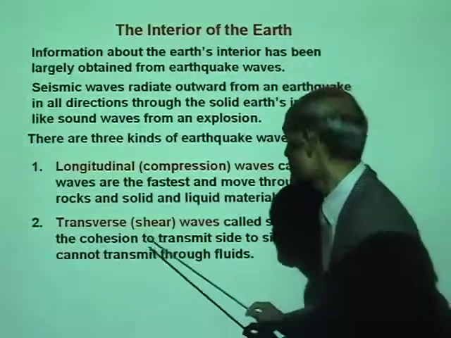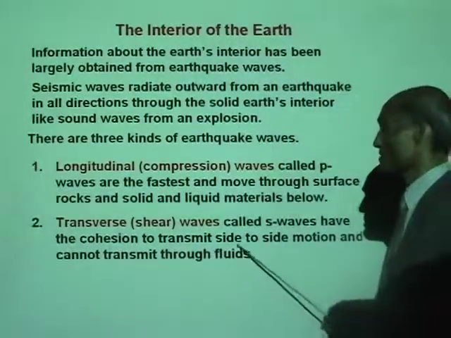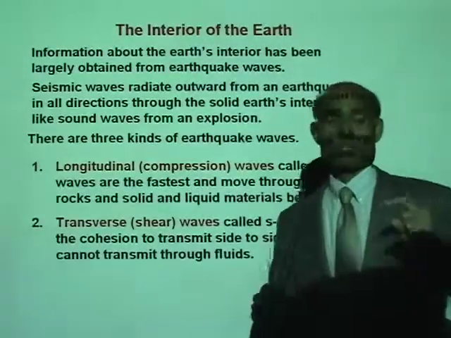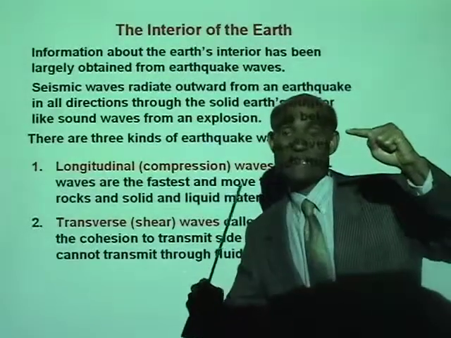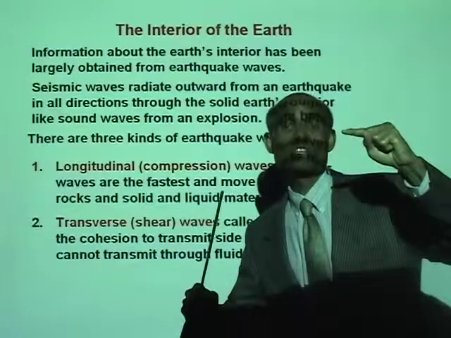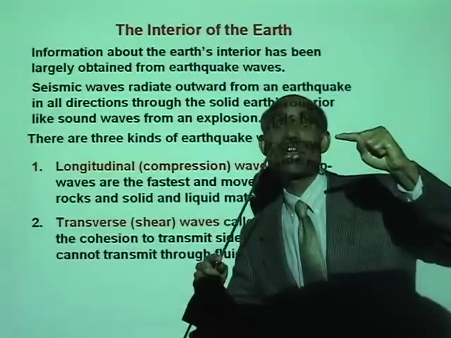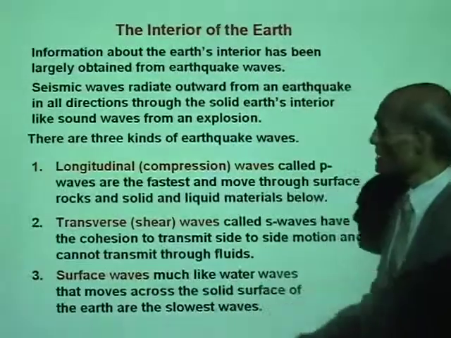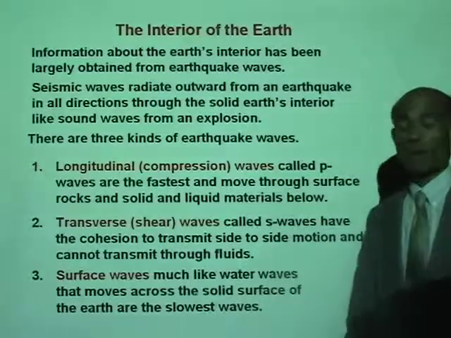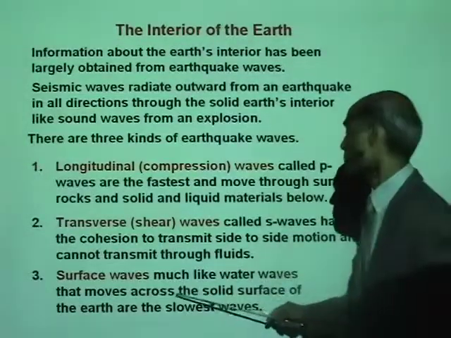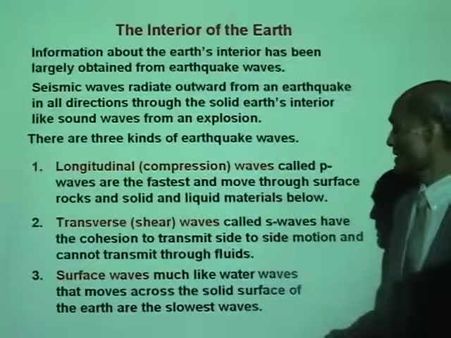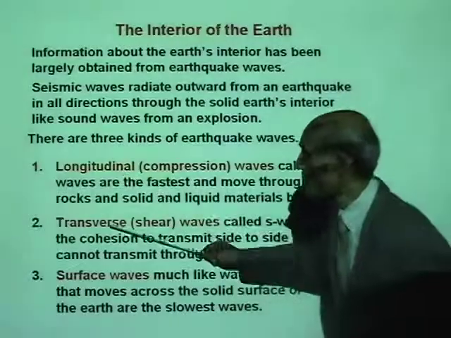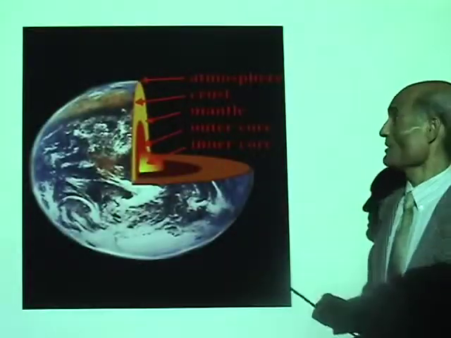Now, transverse waves cannot pass through fluids. They can only pass through solids. So, if transverse waves cannot be detected at one point, the conclusion is that there has been some liquid along the path where they cannot pass through. There is a third type of wave called the surface waves, much like the water waves that move across the solid surface of the earth and are the slowest of the waves. Well, these are the main types of seismic waves.